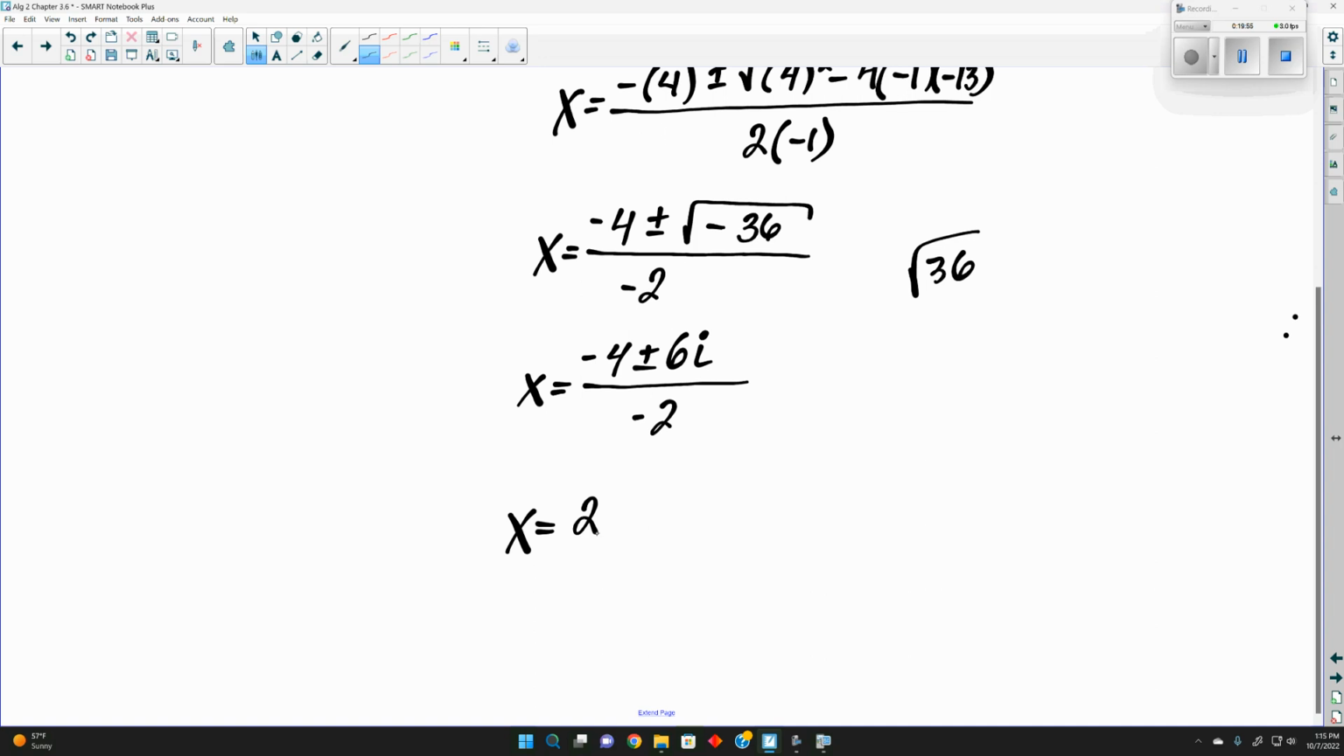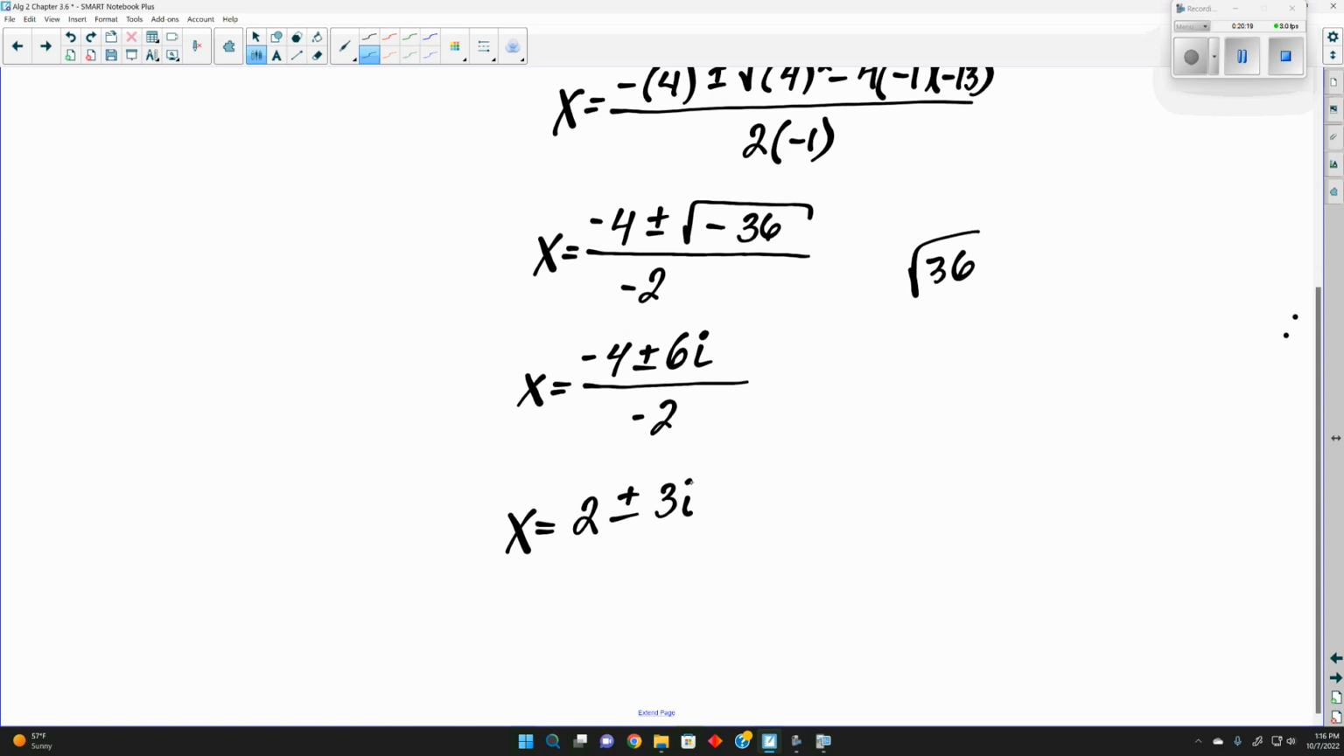Well, we have plus and minus 6, yes? Well, the positive case, if I divide it by a negative, it becomes negative. If I divide the negative by a negative, it becomes positive, so it's still plus or minus. The positive becomes negative, the negative becomes positive, which still gives us plus or minus 3i. And lastly, we have the denominator.